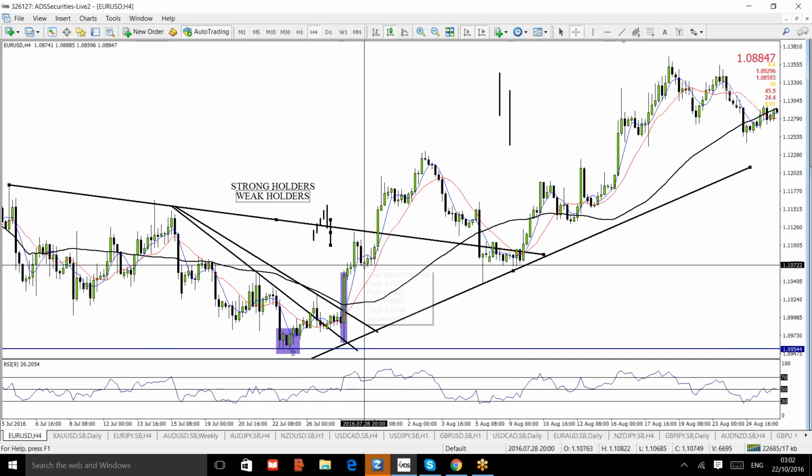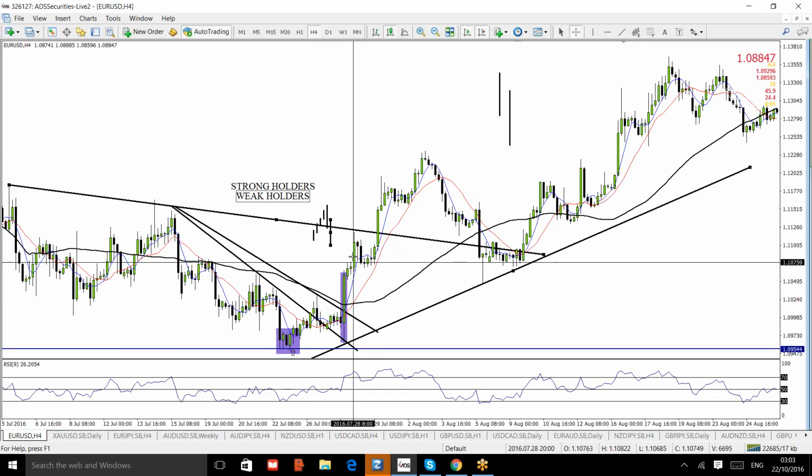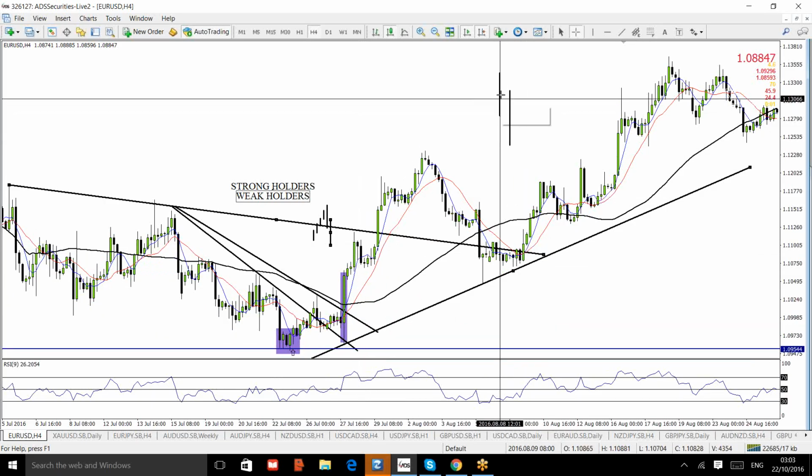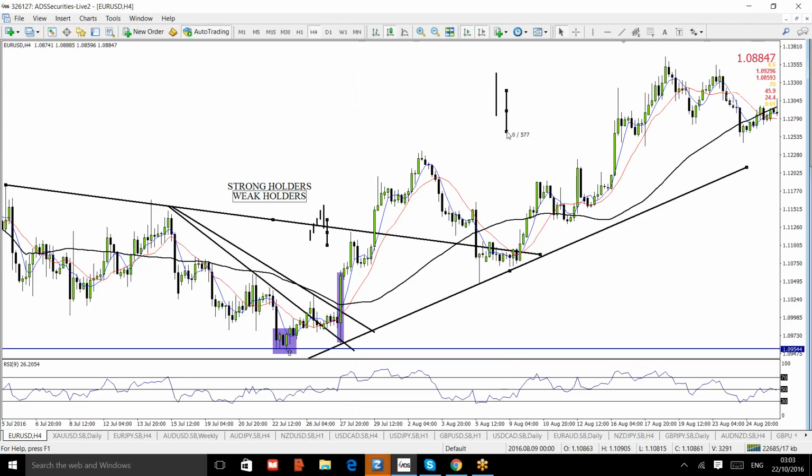See, this candle fails to break the low side. This candle, bearish engulfing, was this. We want to see a follow up, right? Like this, follow up, right? Like this.